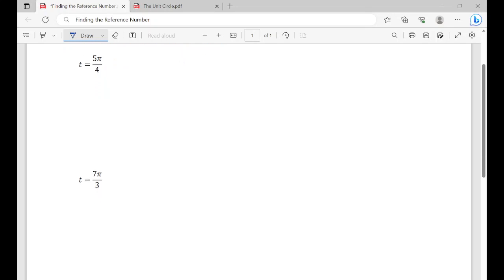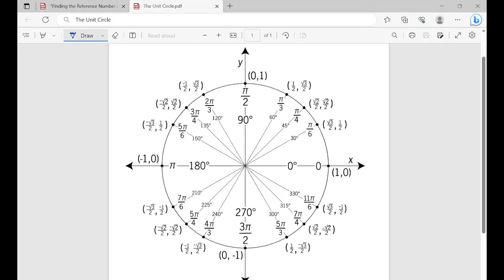So our first t value is t equals 5 pi over 4. What we're going to do is go to the unit circle and look for 5 pi over 4. Starting at 0 and going around, we see that 5 pi over 4 is here in quadrant 3. This is where we are located, and we want to find the reference number, which is the shortest distance from here to the x-axis.